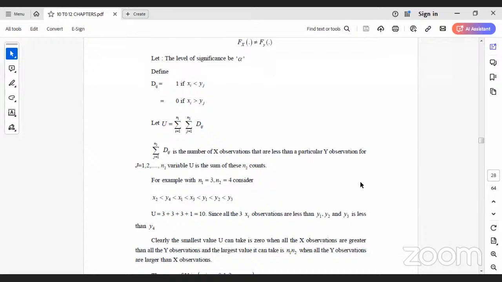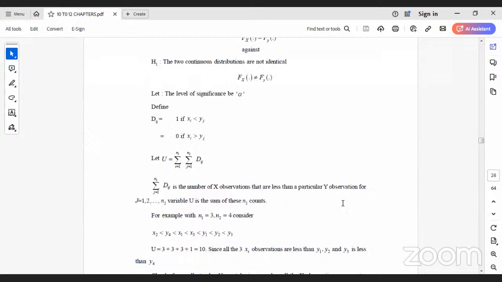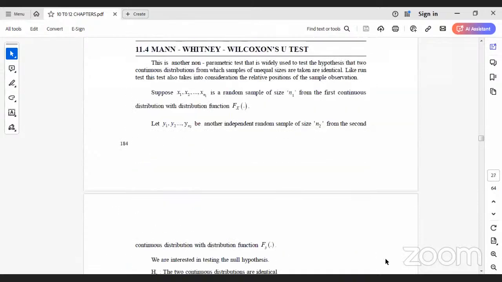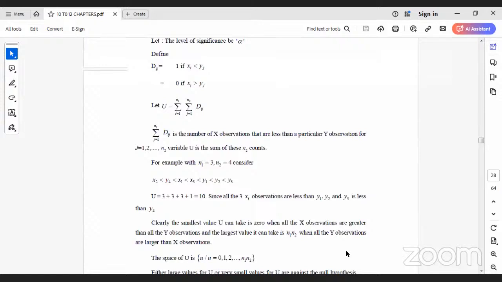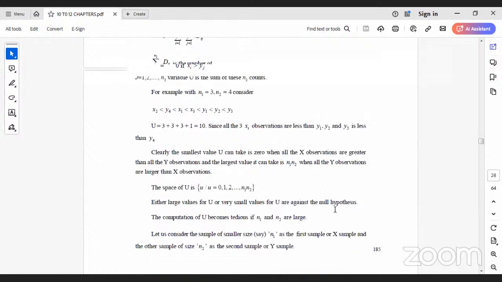For example, n1 is equal to 3 and n2 is equal to 4. Consider x2 less than y4 less than x1 less than x3 less than y1 less than y2 less than y3. These are the conditions we are taking from the above. Therefore the values are 3 plus 3 plus 3 plus 1, for x1, x2, x3 and the observations y1, y2, y3. So the range of u is 0, 1, 2, up to n1 n2.